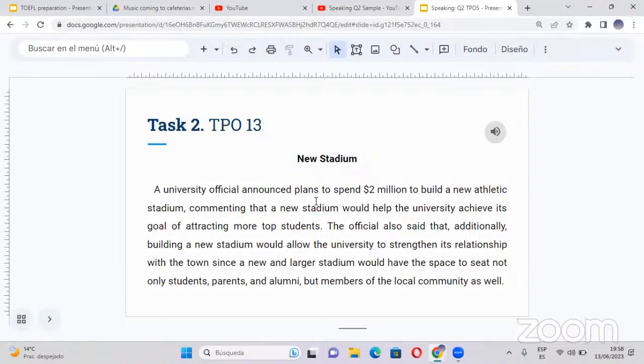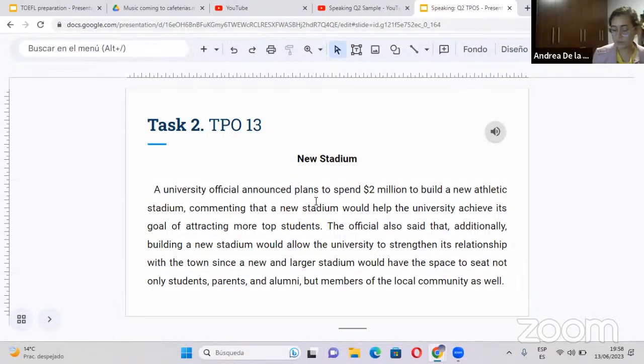And what are the two reasons in the reading? Will help the university achieve its goal and attracting more students, and allow strengthen the relationship with the town. Exactly. Those are the two reasons. Perfect. One is attracting more students, the goal of the university. And second, strengthening the relationship with the town.